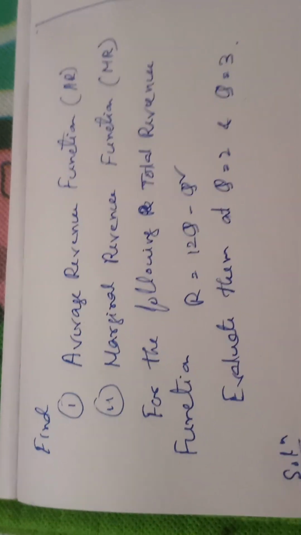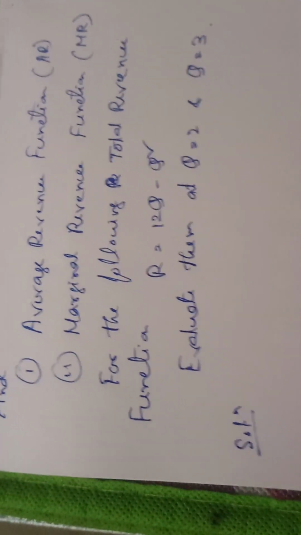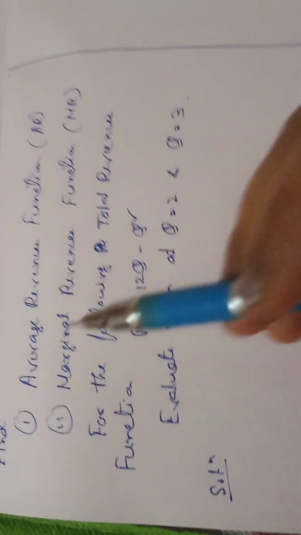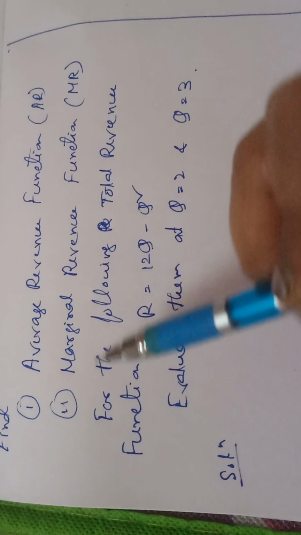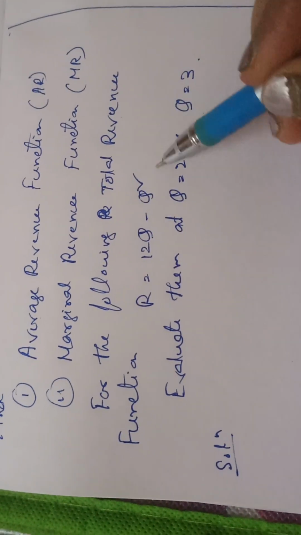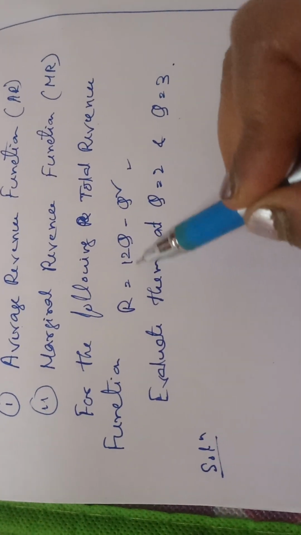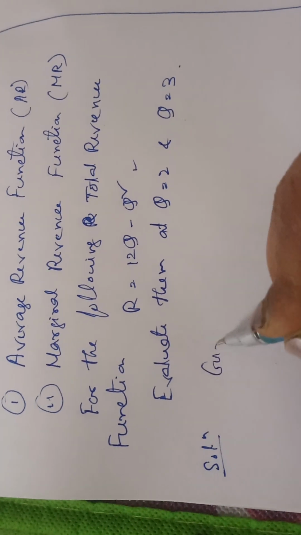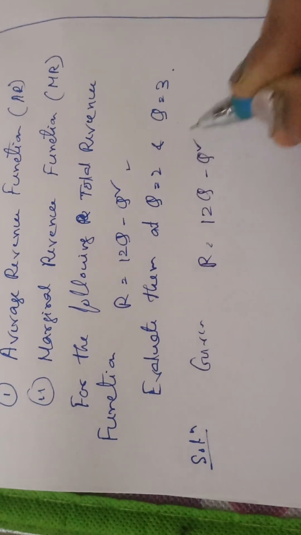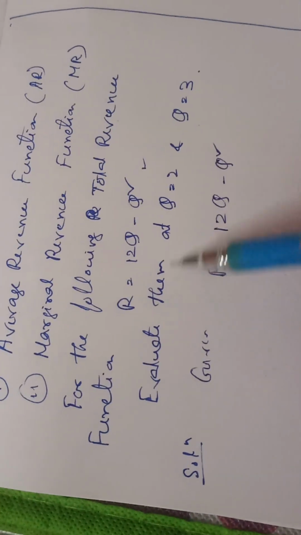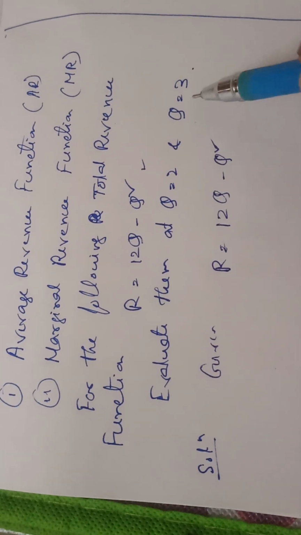We will go through some sums which are repeatedly asked in your exam. This question is asked so many times. What is given? Find the average revenue function AR and the marginal revenue function for the following total revenue function. It is given that R equal to 12Q minus Q square. Evaluate them at Q equal to 2 and Q equal to 3.